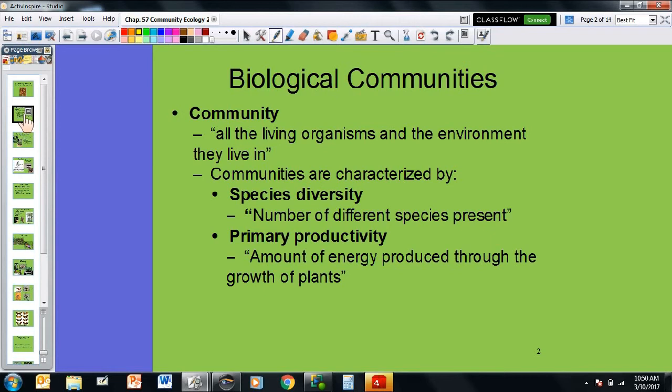The more animals you have, or the more plants you have, the more species you have, the more diverse your community is, and the stronger it is. The same thing with the actual amount of plants. Since plants are the foundation of any community, the more plants you have and the higher quality of those plants, the stronger your community is.